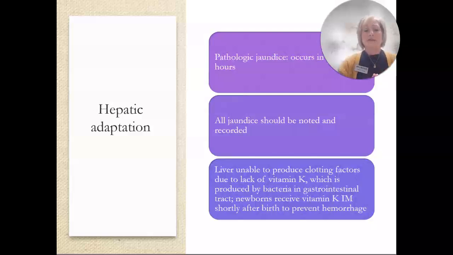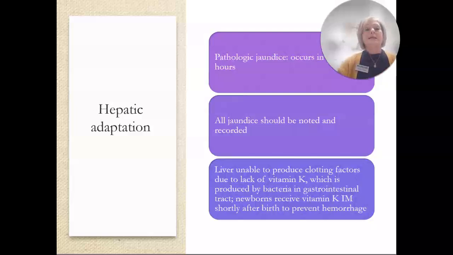Now we get into pathological jaundice. Pathological jaundice just means that it is becoming a problem. It's a disease now. We've got to treat it. So it's going to occur in that first 24 hours. All jaundice needs to be noted and needs to be recorded. It needs to be documented in that baby's chart.